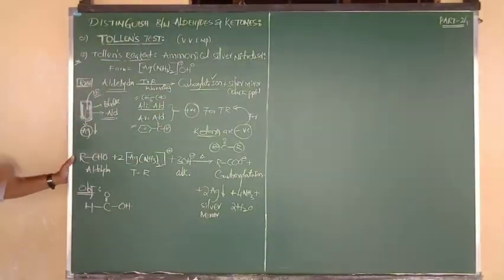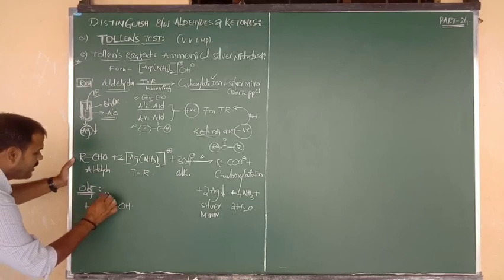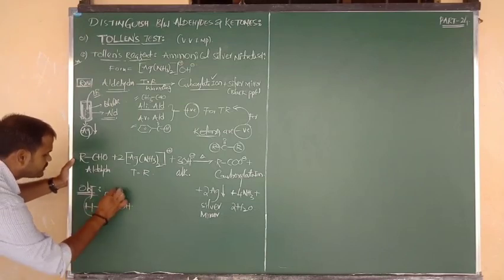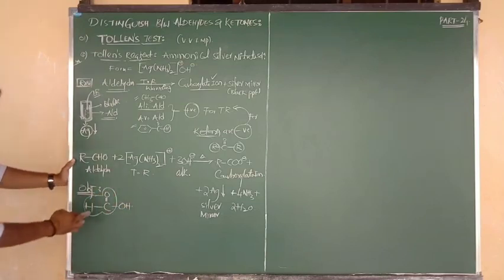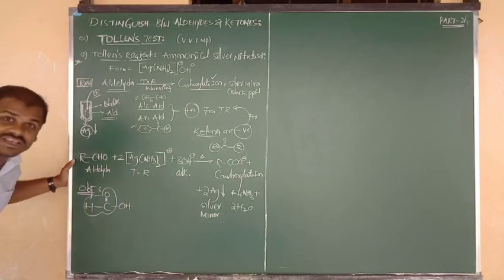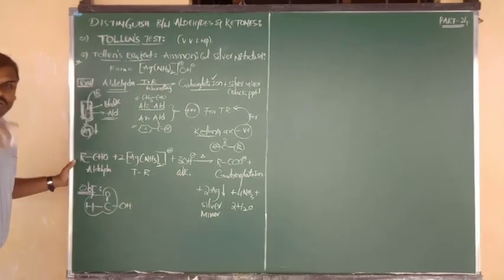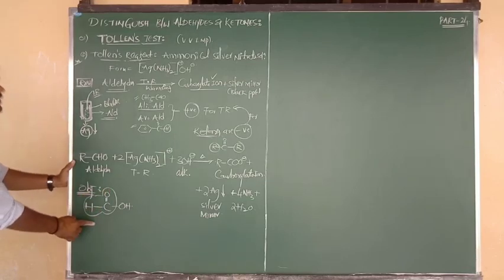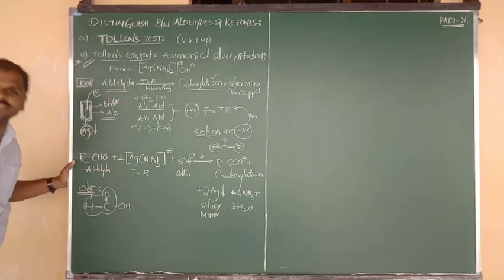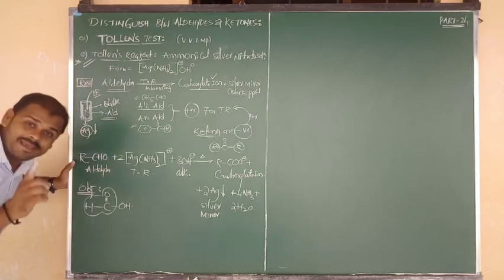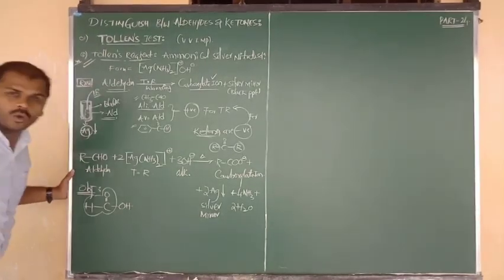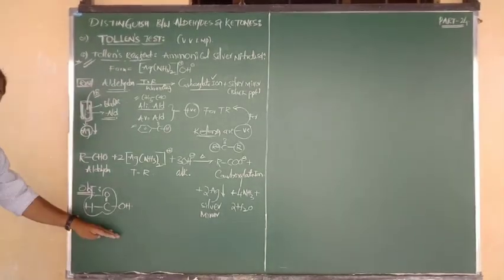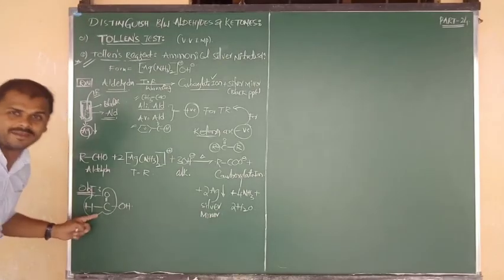because in formic acid one group is there that looks like an aldehyde group. H-C double bond O-H, looking like formaldehyde. I have told you clearly, around a C double bond O group, if hydrogen is there, definitely they are going to exhibit the Tollens test. So only formic acid shows the Tollens test, because in formic acid a free aldehyde group is there.